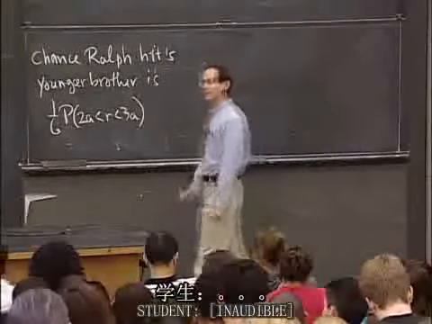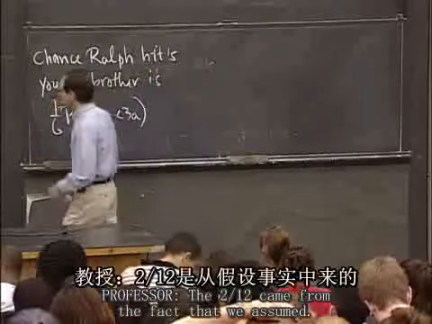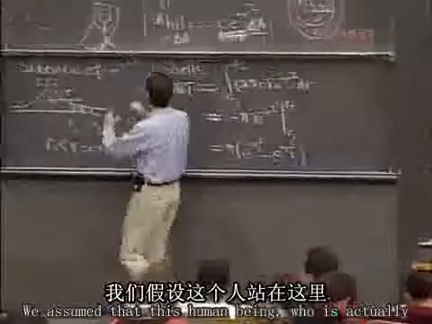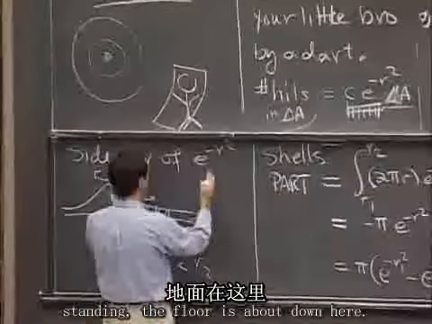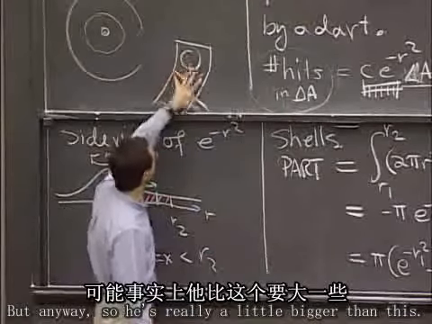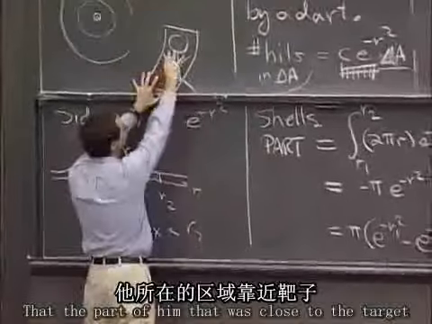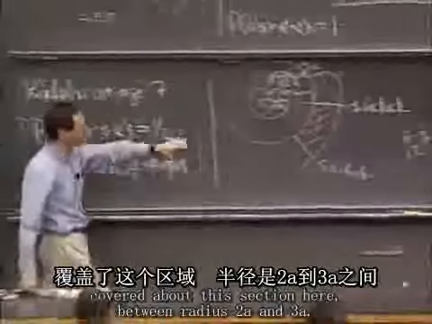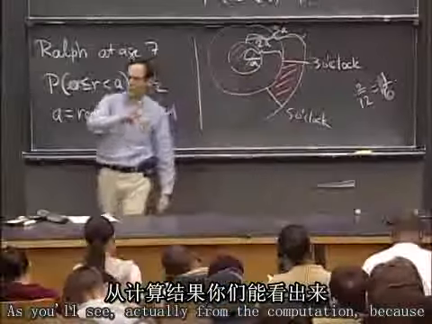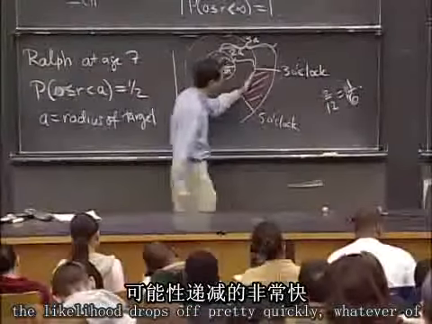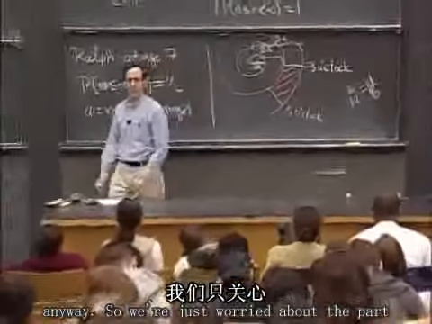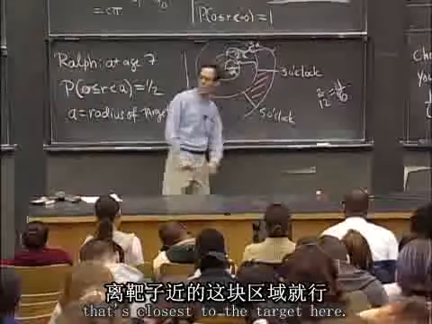Another question. The 2 over 12 came from the fact that we made a very, very bold assumption here. We assumed that this human being, who is actually standing, right, the floor is about down here, maybe he wasn't that tall, but anyway, so he's really a little bigger than this, that the part of him that was close to the target covered about this section here, between radius 2A and 3A. As you'll see from the computation, because the likelihood drops off pretty quickly, whatever of him was standing outside there wouldn't have mattered anyway. So we're just worried about the part that's closest to the target here.